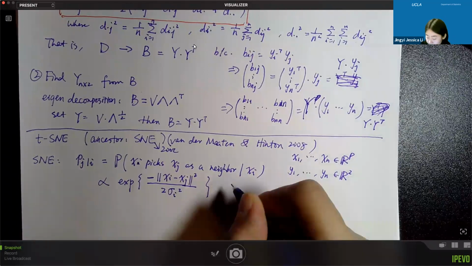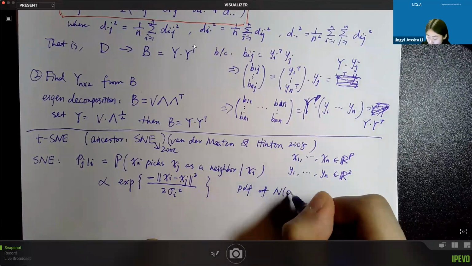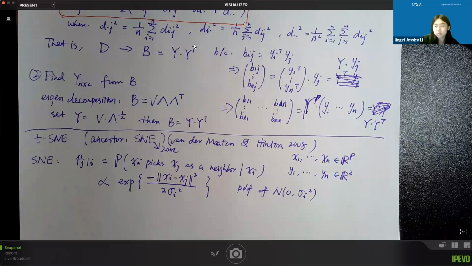So this is the PDF of a normal distribution with mean 0 and variance sigma_i squared. That's what we are using. So you see, what does this conversion mean? If the two points are far away, when their distance is large, after the conversion the density will be close to 0. If they are close to each other, let's say they are the same point, overlapping, with distance being 0, then this density will give you 1. So you actually have that inverse relationship between distance and density. The smaller the distance, the larger the density.